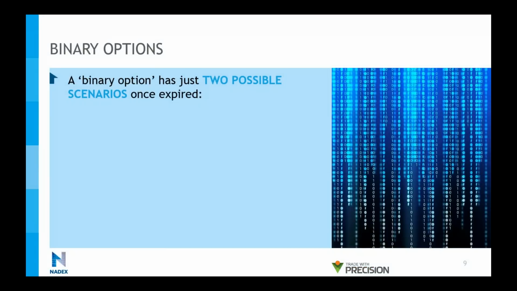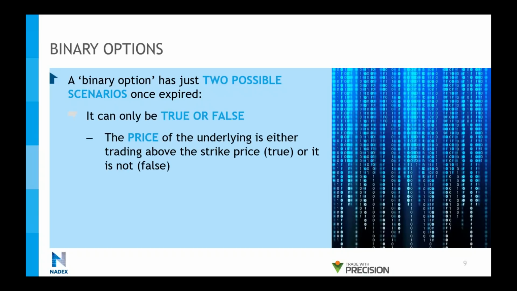So binary, two states. And what does binary actually mean for trading? Once again, two states. A binary option has just two possible scenarios. Once it's expired, it can only be true or false. So it can be in the money or it can be out of the money. The price of the underlying is either trading above the strike price, and that's the true scenario, or it is not. Remember, the strike price is not part of the true scenario.